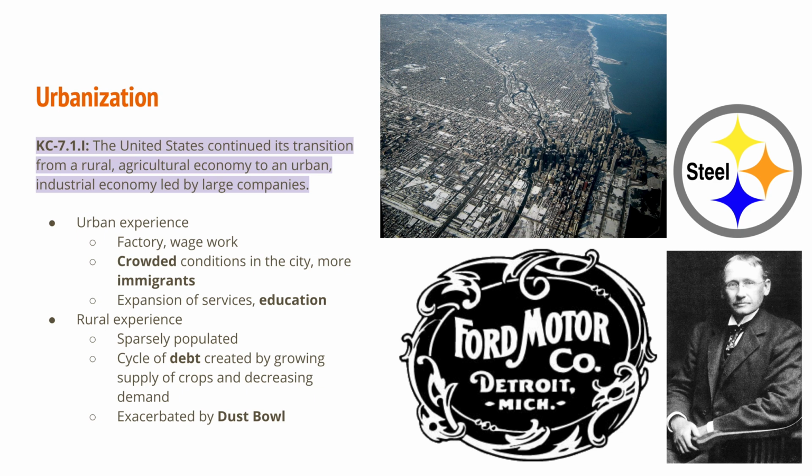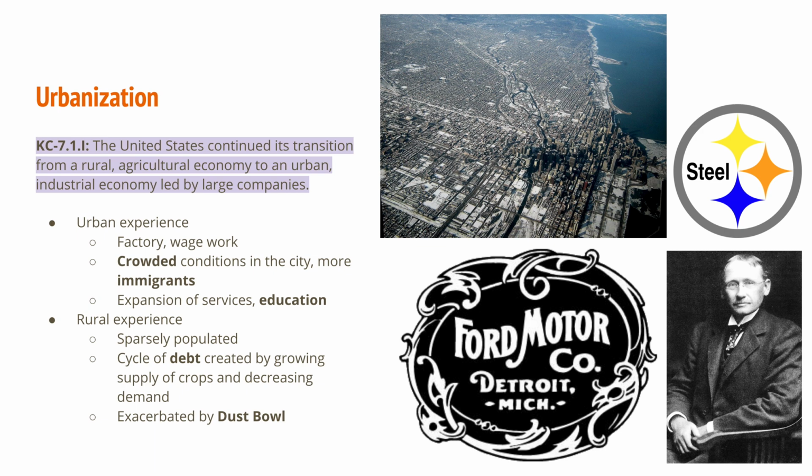Farmers are entering into the cycle of debt that was created by a growth of supplying crops and a decreasing demand for those crops. That's a result of World War I when they increased production of their crops so that they could feed Europe. And then as soon as the war ended, they had all this surplus that drove their prices down. And instead of limiting their production to try and get out of debt, they tried to produce more and more, which drove prices down even further.